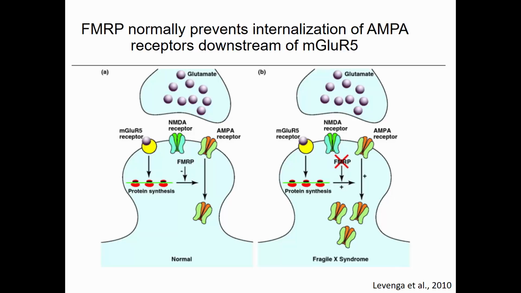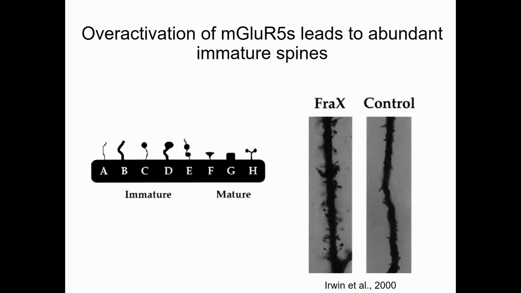And this is one of the main hypotheses for how you end up with the phenotype that we talked about in the last lecture, where there are these abundant immature spines. There's a lot of these weak synapses. It's difficult for the synapses to become mature with this overactivated pathway, and thus you end up with a lot of these synapses trying to compensate.